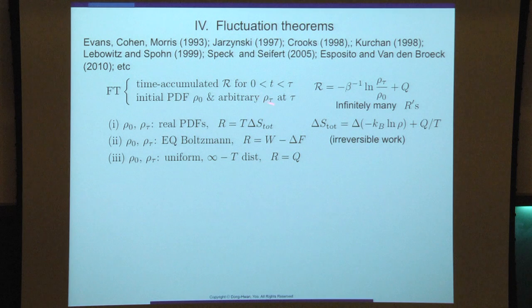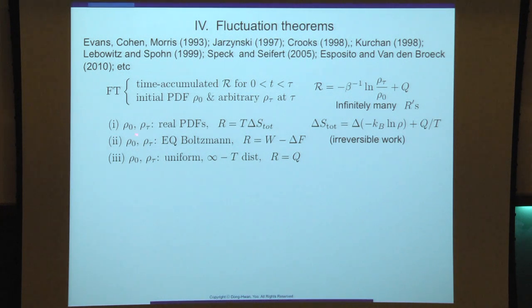If I choose this rho of tau as the real PDF, then this R is proportional to the total entropy production. In this case, the total entropy production is the change of Shannon entropy plus heat dissipation, heat production divided by temperature. This part is consistent with the Clausius law.